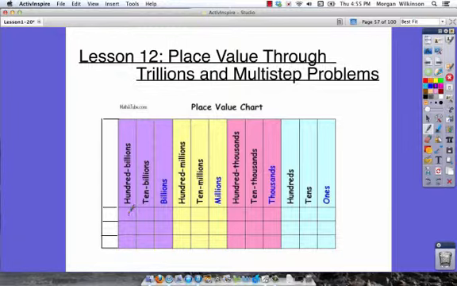Let's say we had 1, 2, 3, 4, 5, 6, 7, 8, 9, and then 0, 0, 0. If I asked you where the 4 is, the 4 that's right here, you'd say the 4 is in the 100 millions position. Now, this place value chart goes to 100 billions. What is after billions? Do you remember?